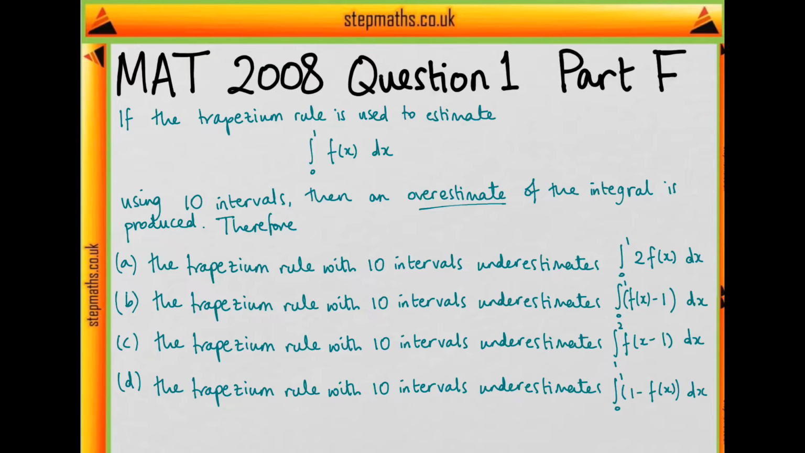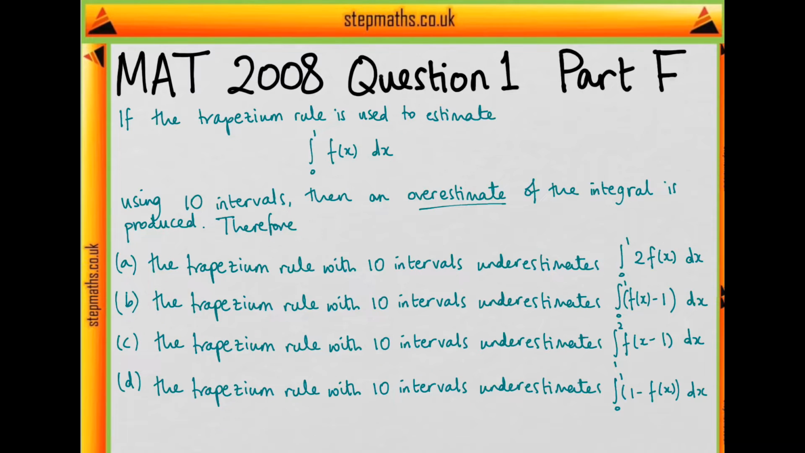Hi, so I'm going to go through question 1 part F on MAT 2008. So here it says, if the trapezium rule is used to estimate this integral by splitting the interval 0, 1 into 10 intervals, then an overestimate of this integral is produced. And then we need to figure out which of these 4 statements is true.